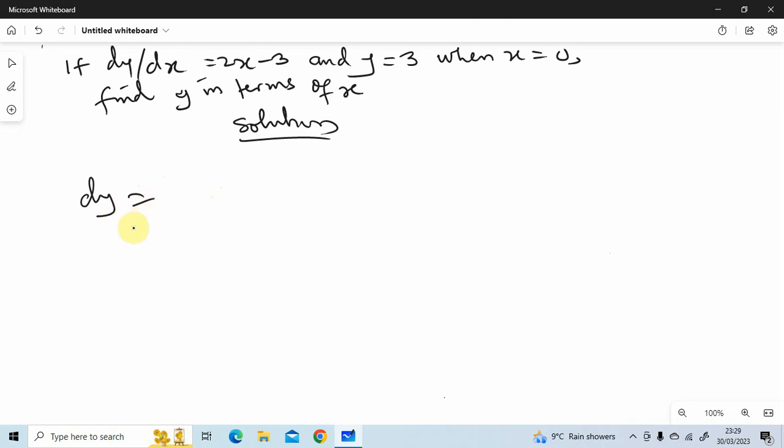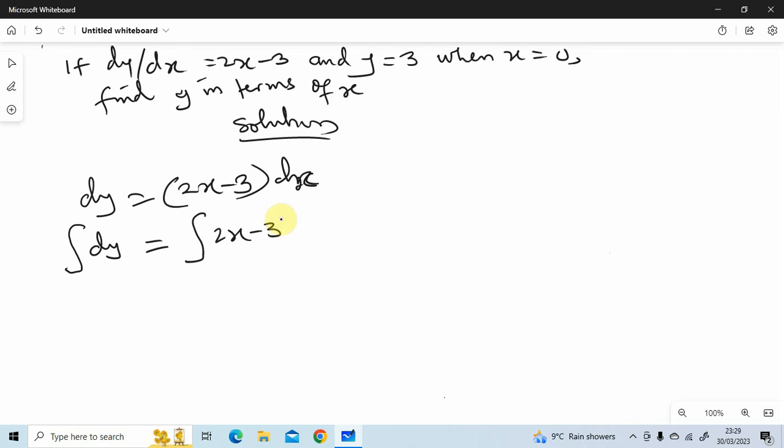So dy will be equal to 2x minus 3 multiplied by dx. So this will make me able to integrate dy and also integrate this expression 2x minus 3 dx. So integrating both sides here, I'll have the integral of dy equals the integral of 2x minus 3 dx. So integrating dy will give me y.